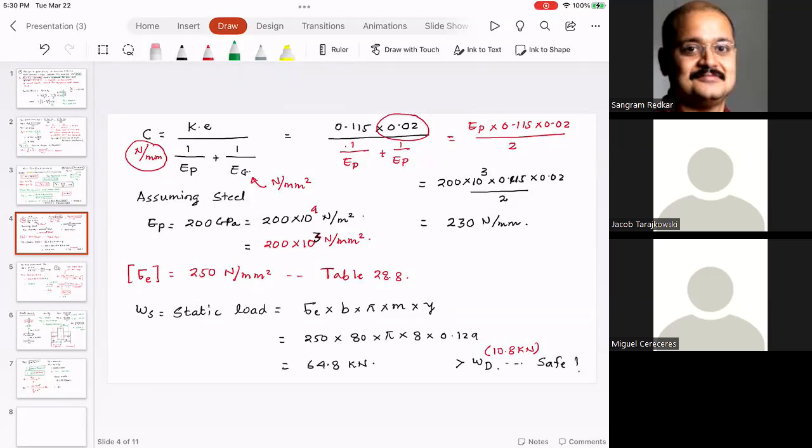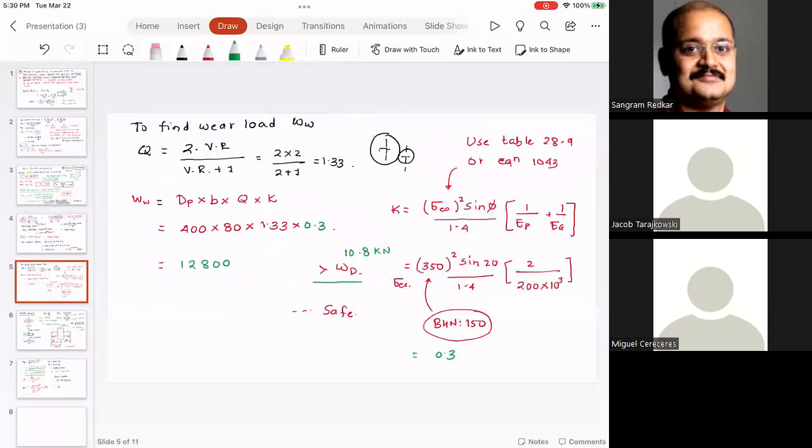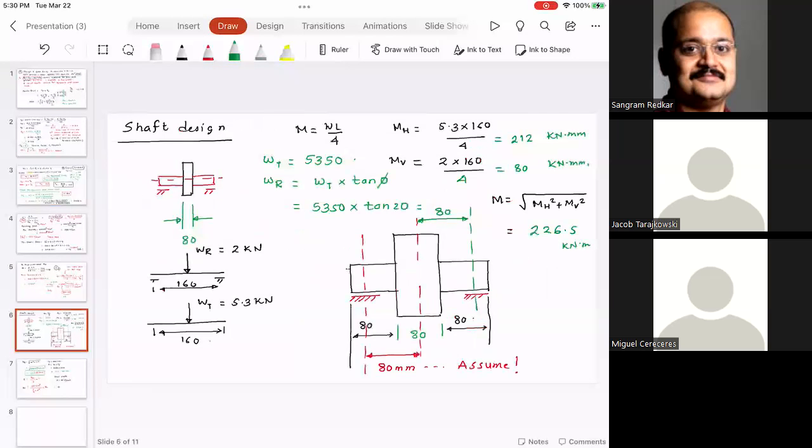Then we find the static load, and the static load can be found out using the equation that is given over here. And for that, we need to find the value of sigma E. That also comes from the table. And then we have to find out the wear load, and we have to make sure that the static load and the wear load are greater than the dynamic load. In this particular case, both the static load and the wear load are greater than the dynamic load.